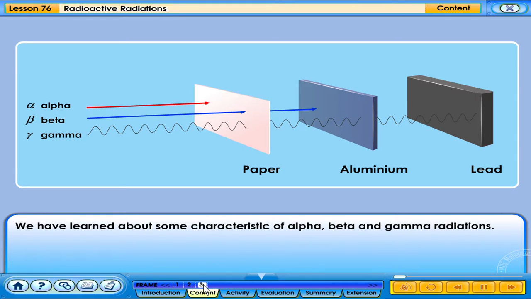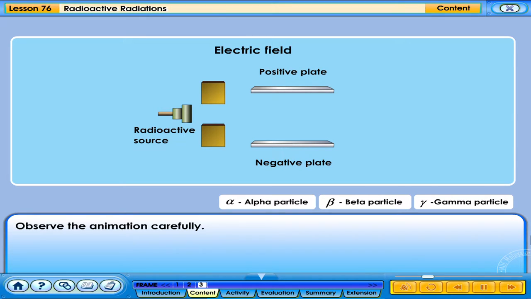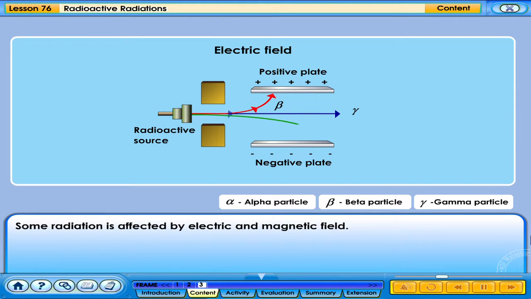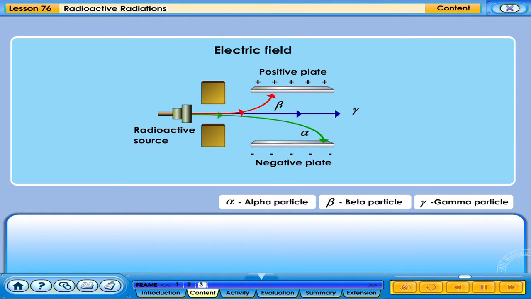We have learned about some characteristics of alpha, beta, and gamma radiations. Let us find out whether they are affected by electric and magnetic fields. Observe the animation carefully. Some radiation is affected by electric and magnetic fields. Alpha particles are attracted to the negative plate as they have positive charges.